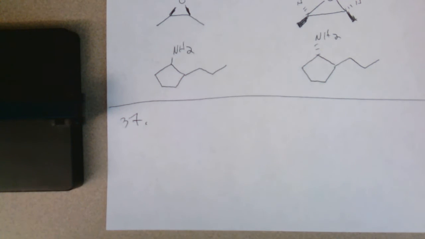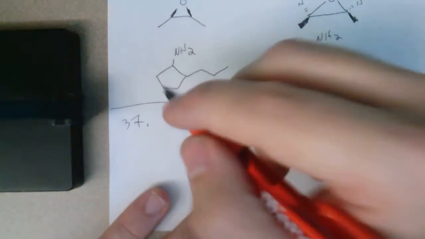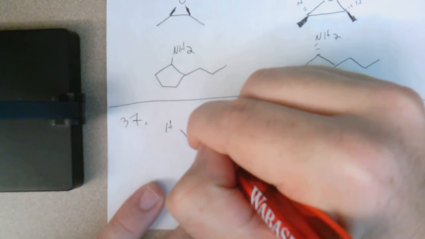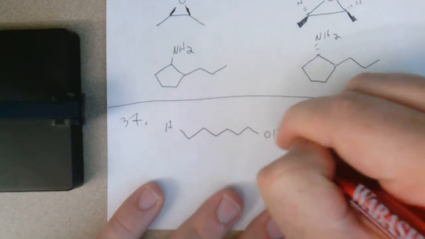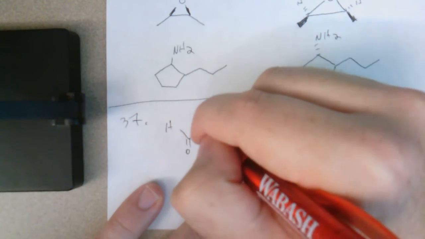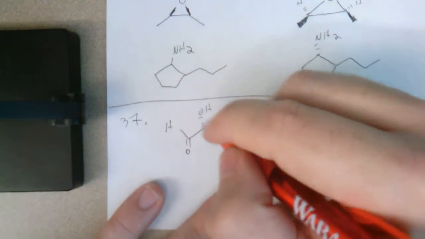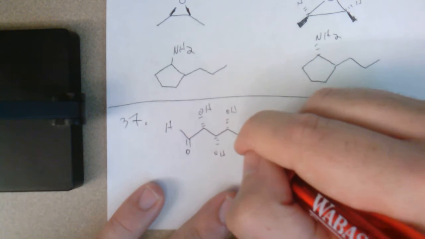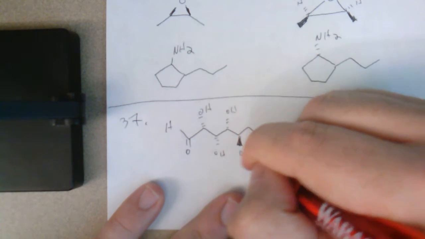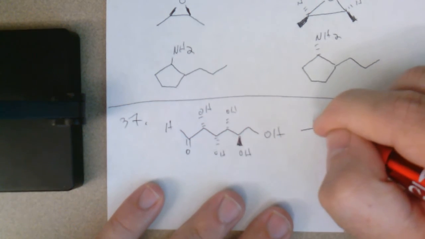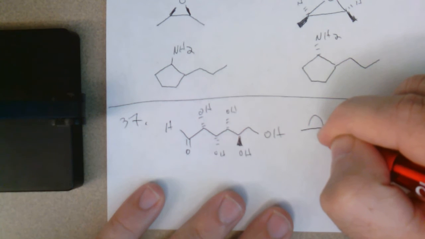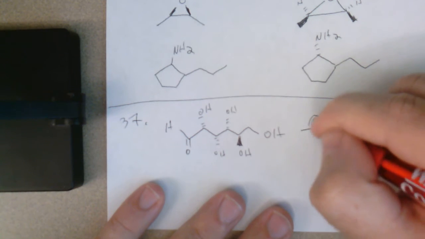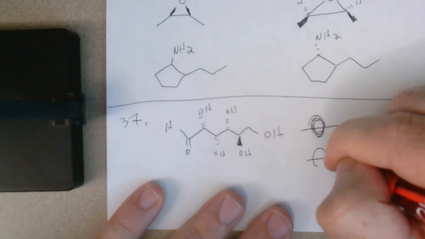37, we are rotating. I mean 37A. 37A, we are rotating something. And we've got an OH, we've got a double bond O. We've got a bunch of dashed OHs, so dash, dash, dash, wedge. And the book wants me to take this guy and rotate it like this. Did I draw that right? No. It wants me to take this guy and rotate it like this, 180 degrees.